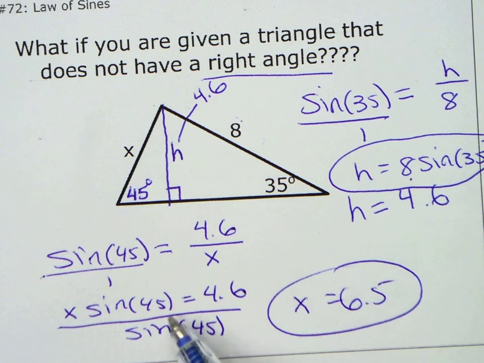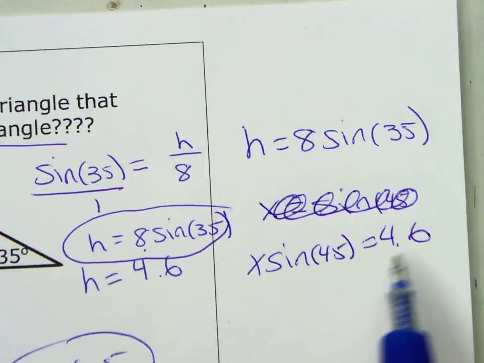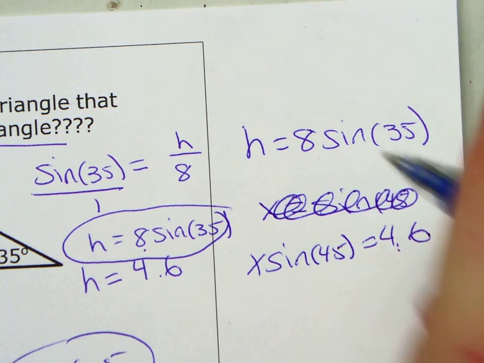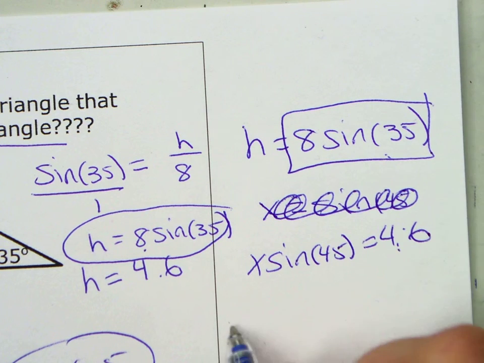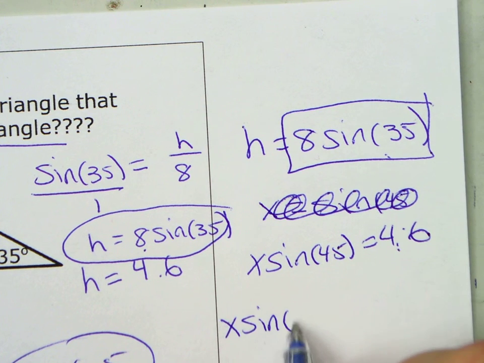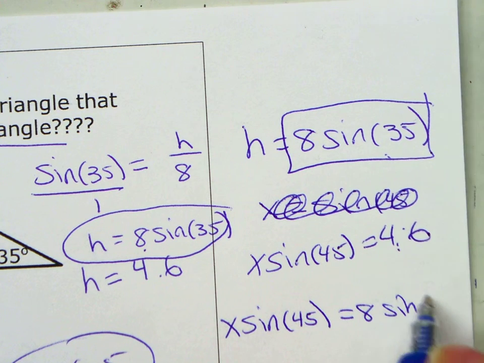From these two pieces of information that we used. Okay. But what was 4.6 equal to? That was actually equal to something. That is this. So I'm going to replace my 4.6 with this. So x sine of 45 equals 8 sine of 35.